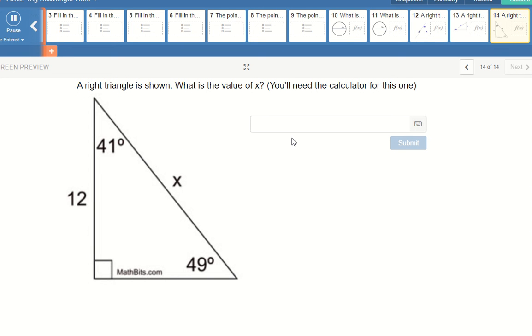Last one, right triangle is shown. What is the value of x? These are angles that I can't just tell you off the top of my head what the cosine or sine is, but that's okay. There's two ways to do this because we have two different angles. So I will show you both.